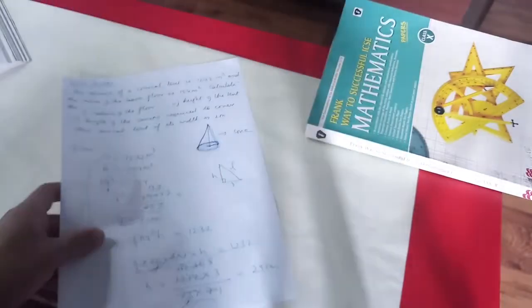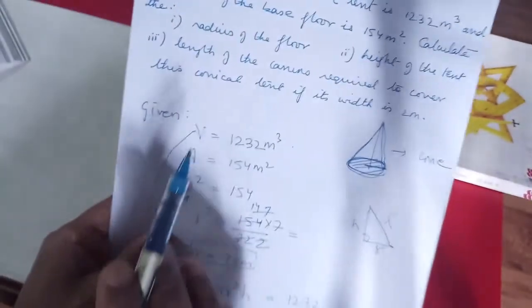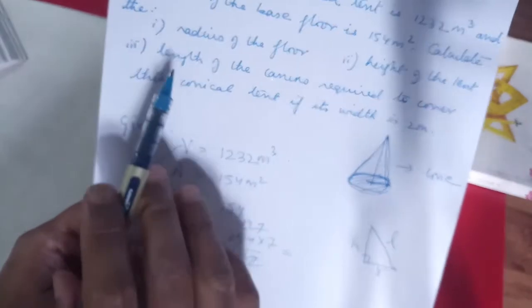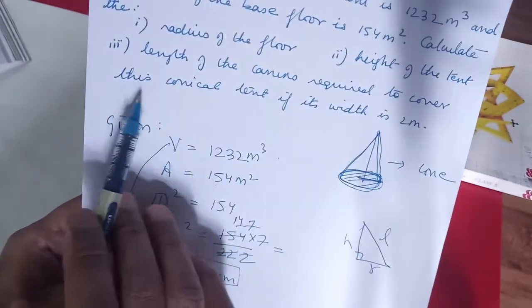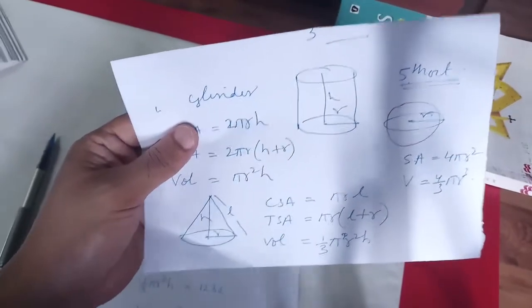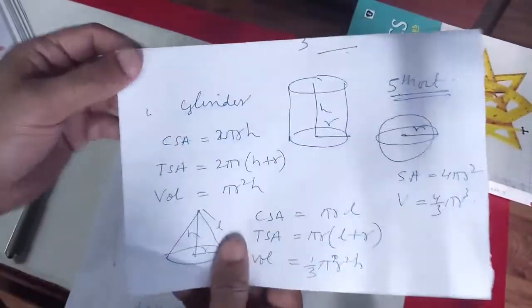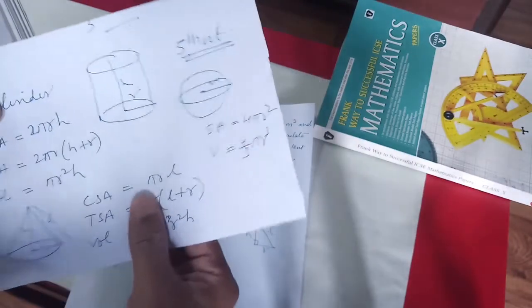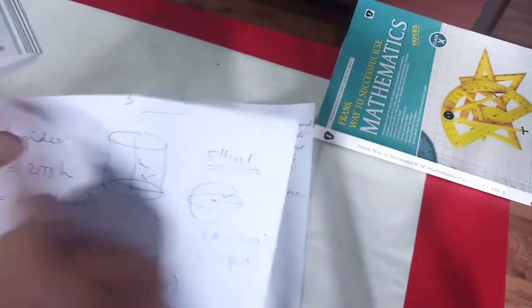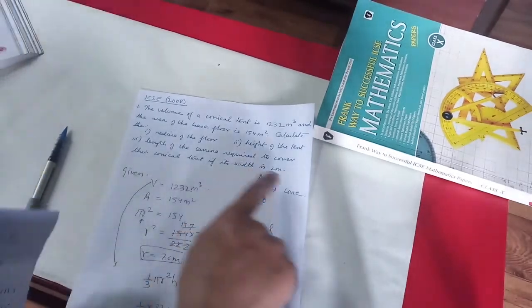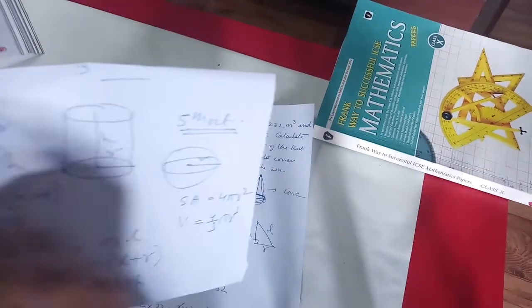Okay, so see here. Now the third question is slightly difficult. You need to find the length of the canvas required to cover this conical tent if its width is 2 meters. Suppose this is a canvas. Canvas is the material used to make a tent. We have this material, we have shoes also made of it, we call it canvas. So this is the length of the material canvas, and this is the width. Here in this question the width is given to you, 2 meters. Now you have to find the length.